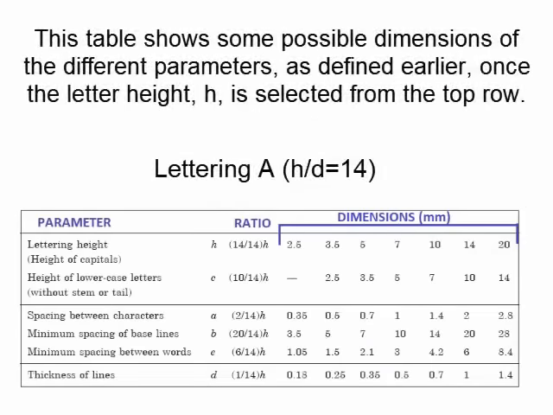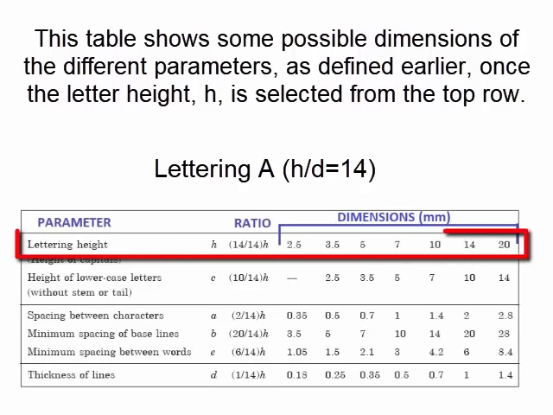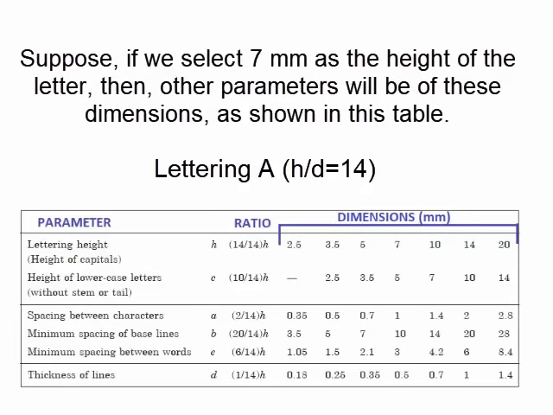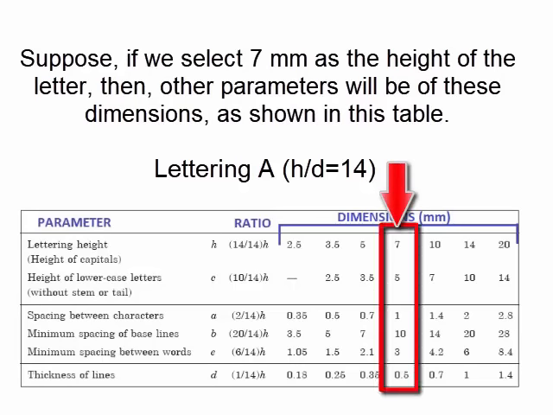This table shows some possible dimensions of the different parameters as defined earlier. Once the letter height H is selected from the top row, so for example, this is for lettering type A, and the letter height can be of these dimensions. Suppose we select 7 mm as the height of the letter, then other parameters will be of these dimensions as shown in this table.